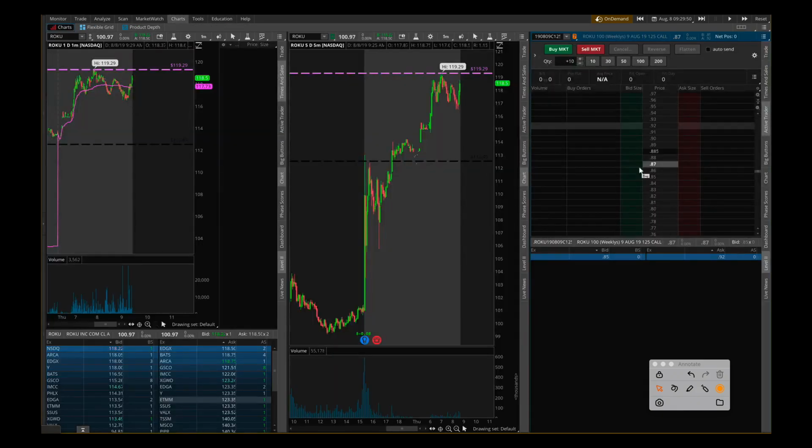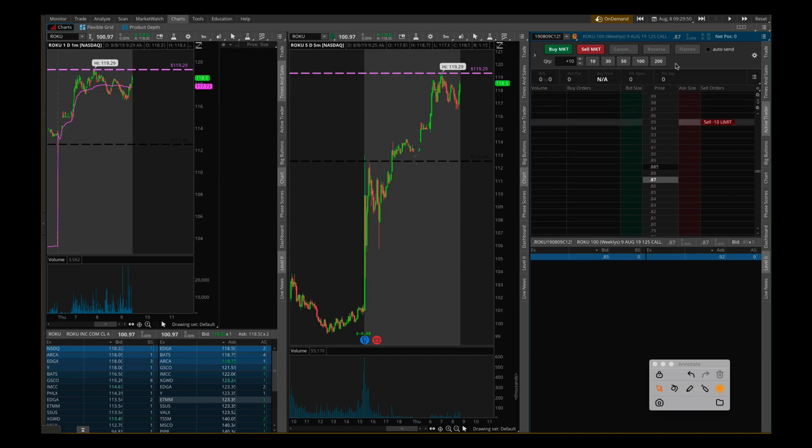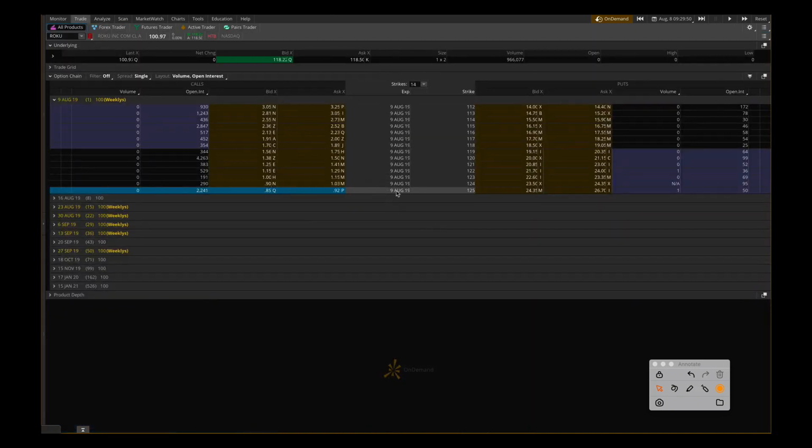Now, when I send it to 7, what I'm going to have right here is the Roku weekly options for the 125 call. So this is just for the $125 calls. That's it. That's what I'm focusing on. Some people might play the 120. Some people might play the 122.5. Some people might play something else. I am playing the 125s.